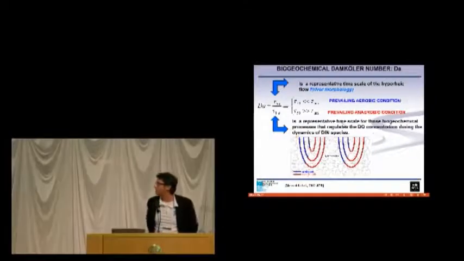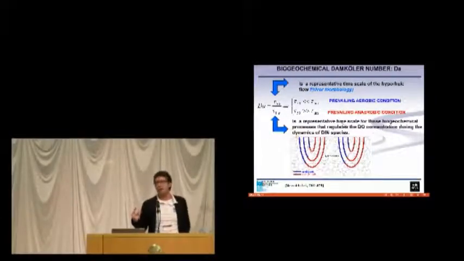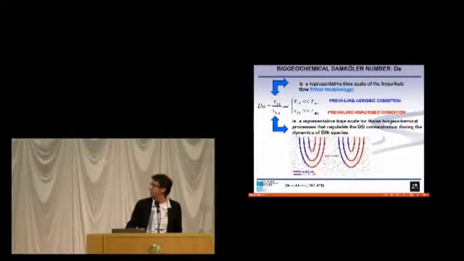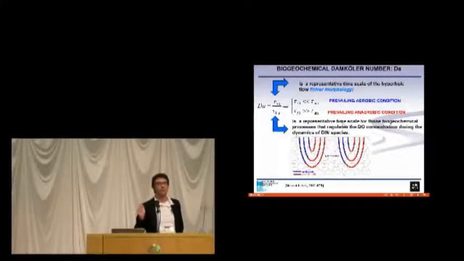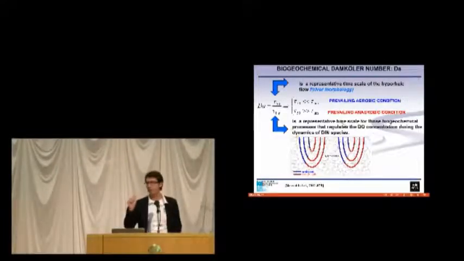And to do that, we suggested a Damköhler number, which is the ratio of 2 timescales. The first timescale is the timescale of the median residence times of the hyporheic flow into the streambed, and that is a function just of the river morphology. So it requires only hydromorphological information. The second timescale is the one of the process that we are interested in.